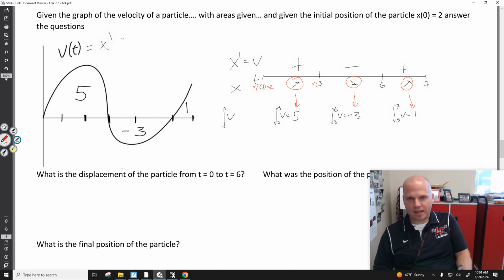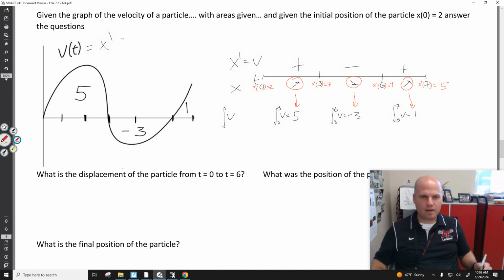I now have x of 3 equals 7. If I have x of 3 equals 7, and from 3 to 6, I decrease my position by 3, I now have x of 6 is equal to 4. If I then increase my position by 1, x of 7 must be 5.